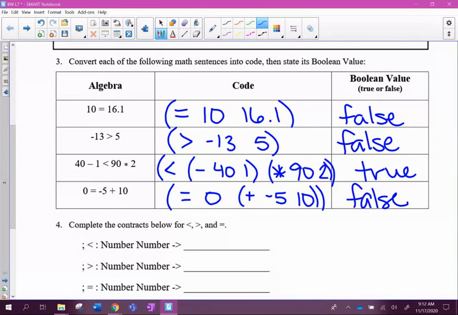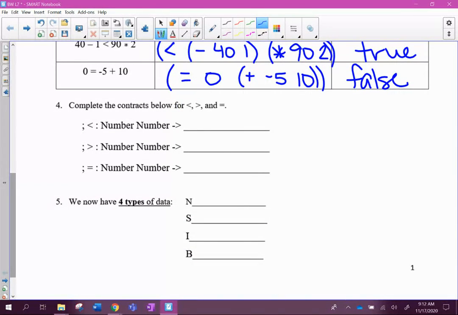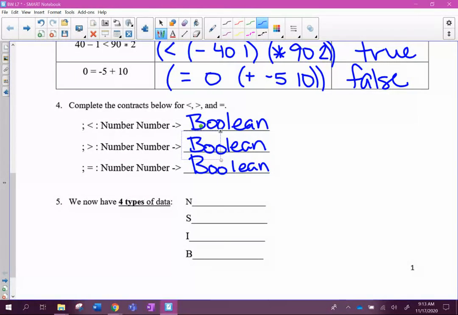All right. Complete the contracts below for less than, greater than, and equal to. So my contract for less than, I would need two numbers. 3 is less than 4. When I do that, we get a statement, true or false. So that would be a Boolean as my range. Greater than, same thing. I still need two numbers and I would still get a true or false answer. So my range is a Boolean and equal is the same. I still get a true or false answer. So my range is a Boolean.